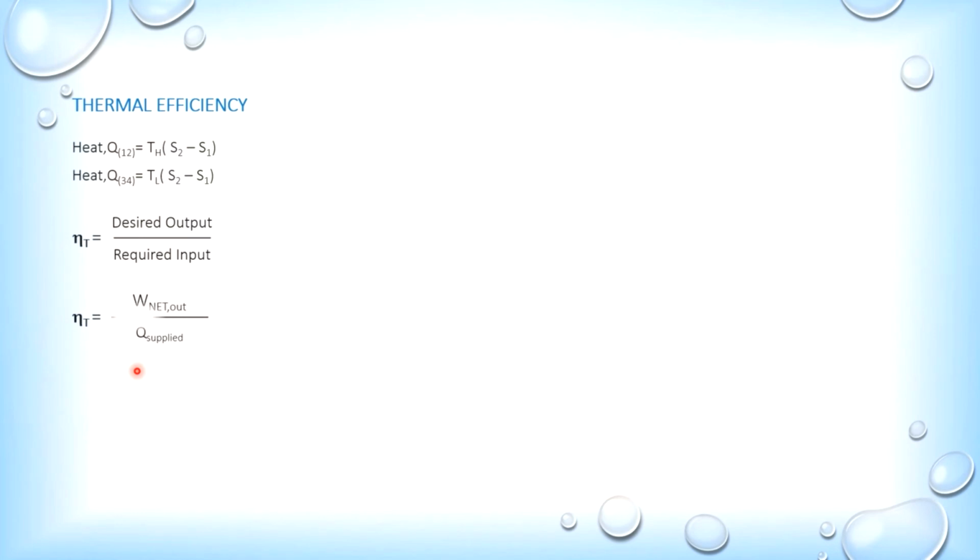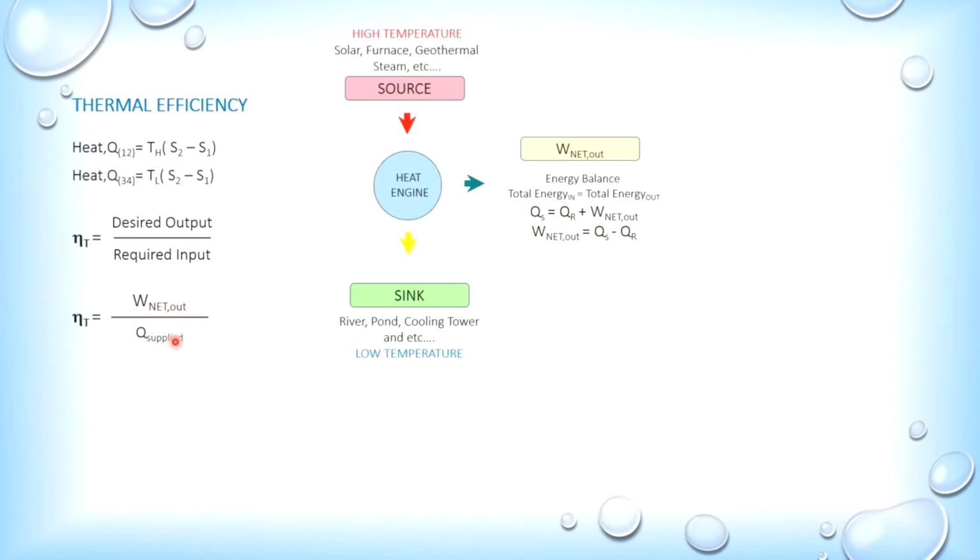The thermal efficiency, or Rankine efficiency or Carnot efficiency, which in general are all called the thermal efficiency, is defined as desired output over required input. Before we can find the desired output, which is the net work out, we must know the heat supply and the heat rejected. The required energy input is in the form of heat supply, so it is net work out over heat supply.